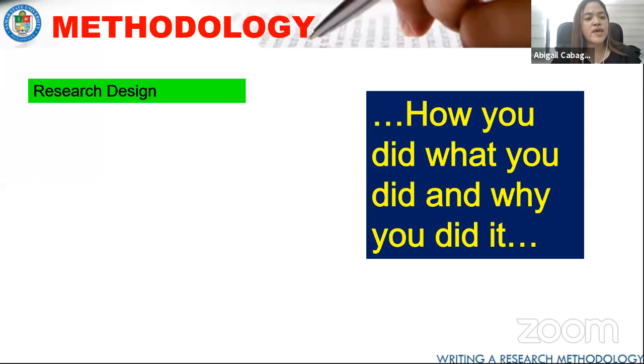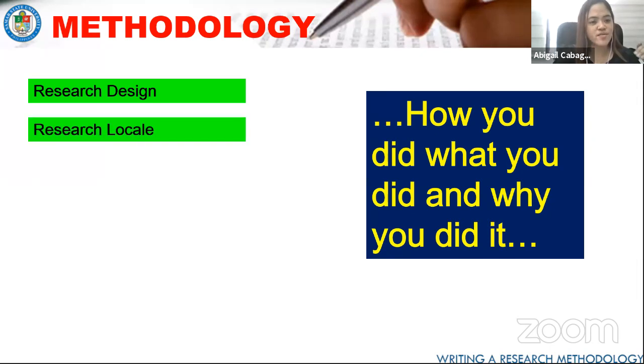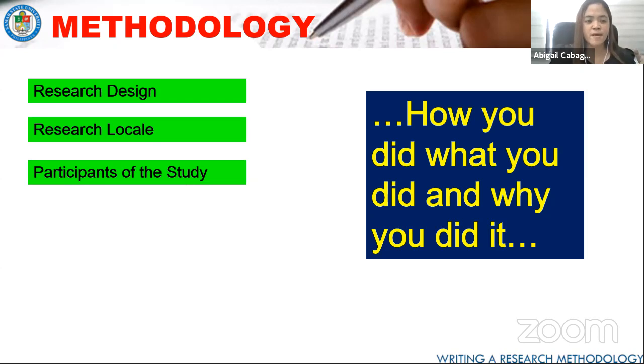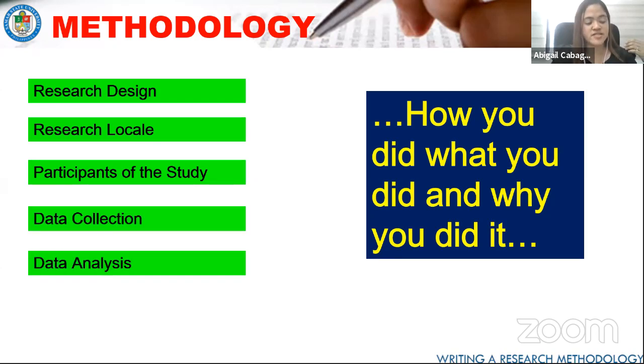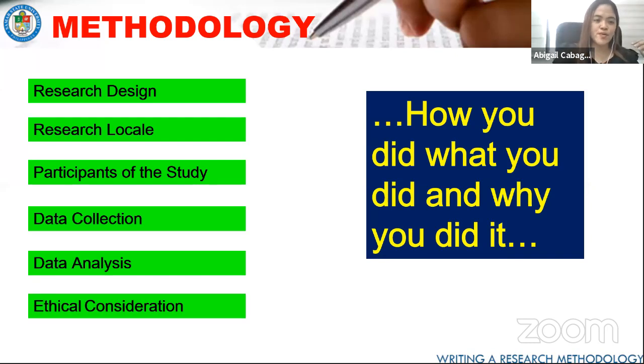Okay, for the methodology sections, this is the generalized structure generally found in publications and even in theses and dissertations. We have the research design, research locale, the participants of the study, data collection, data analysis, and ethical consideration. So ethical consideration, this is just new. Previously in other journals, they did not ask for a paragraph on ethical consideration, but right now I think almost all journals are already having this ethical consideration as part of the methodology section.